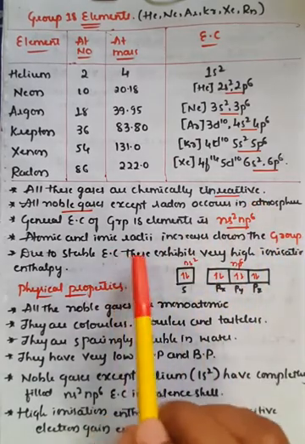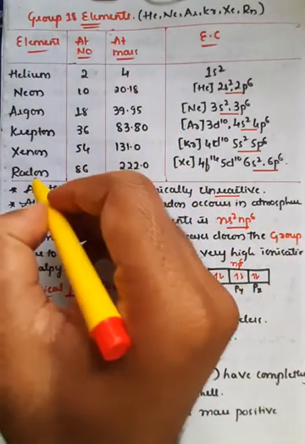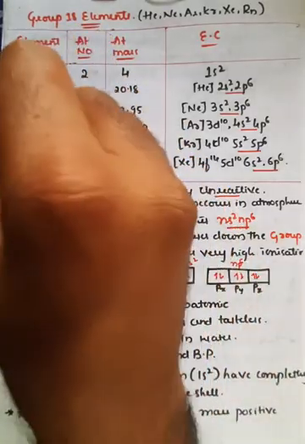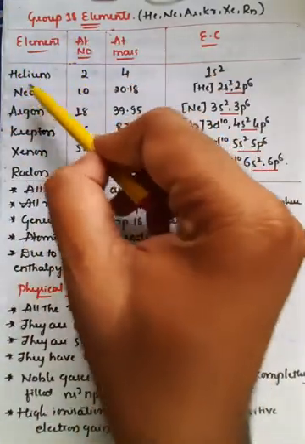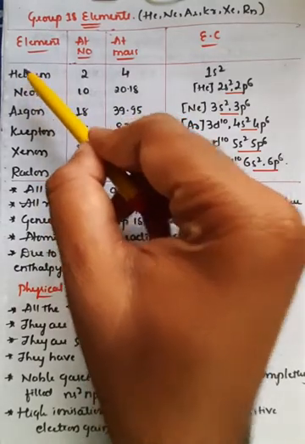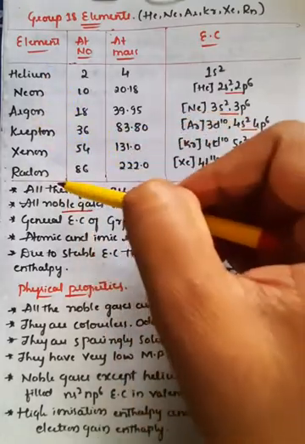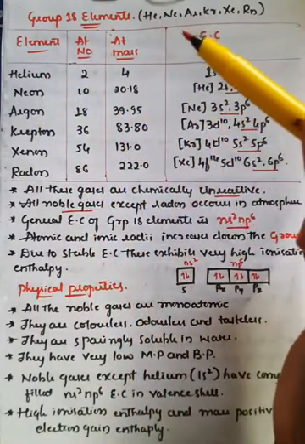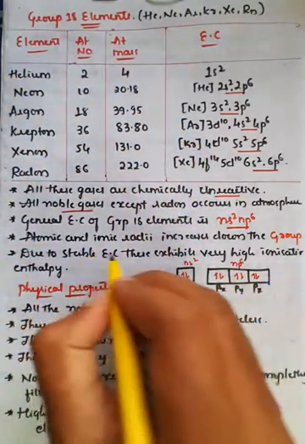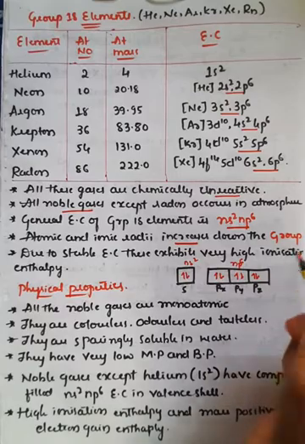And atomic and ionic radii increase down the group, as you come down the group from helium to neon. Helium has a very small size, so its atomic radius is very small, and it goes on increasing from helium to neon, neon to argon, argon to krypton, and so on to radon as you come down the group. In this way, there is an increase in atomic as well as ionic radii down the group.